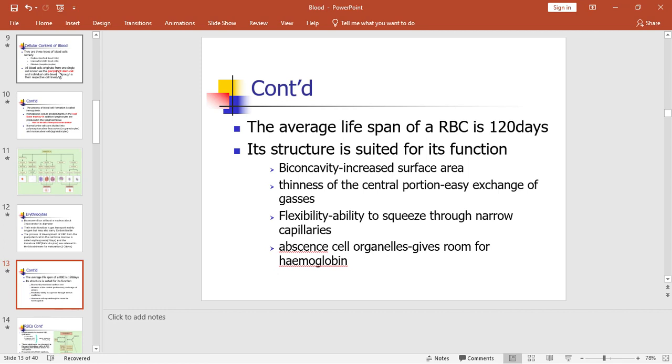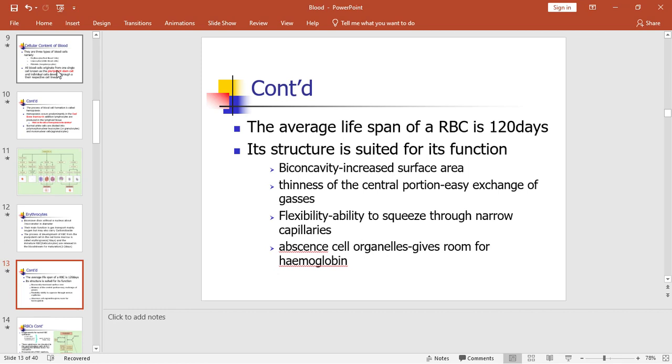So the red blood cell is like that. At the center it is a bit narrow, but on the edges it is thicker. By being biconcave, it increases surface area for gaseous diffusion to take place. Because the central part is thin, it also makes it easy for the gas to diffuse in and out of the cell.